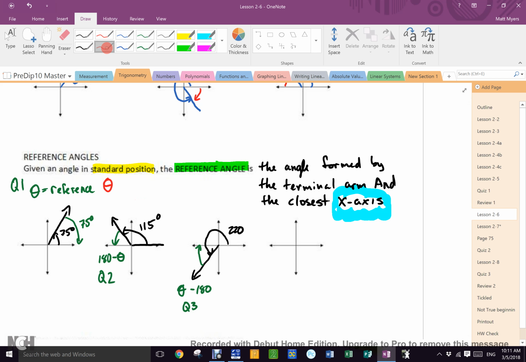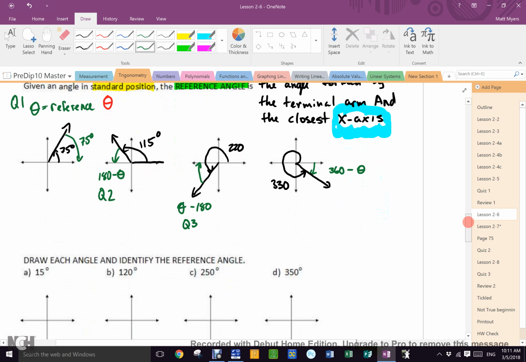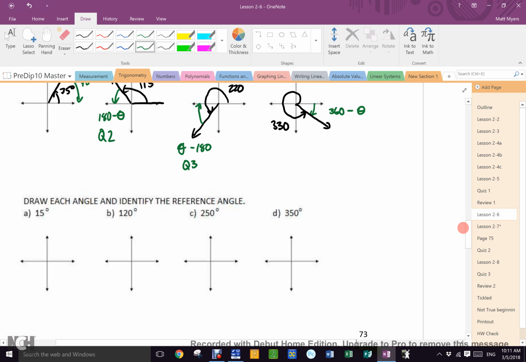And finally, give me a value in the 330. 330. Where's theta? All the way around is 330. The reference angle is where? Closest x-axis right there. How do you find it? 360 minus theta. Is everybody good? Kinda. We'll get there. Well, you're about to prove it. Do what we just did 4 times. Go.